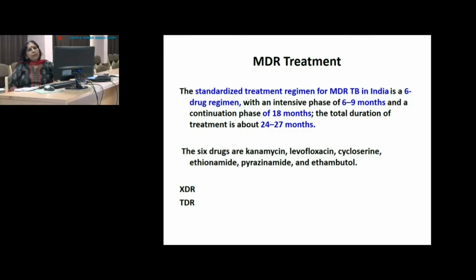You need not remember this regime. This regime is always given by people who are experts in TB care. But the reason I wanted you to see this slide is to know that in MDR TB, the treatment goes on for 24 to 27 months. Imagine how painful it is for a patient to be getting injectables for 2 years or more. So that is what MDR treatment is.